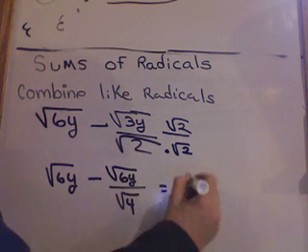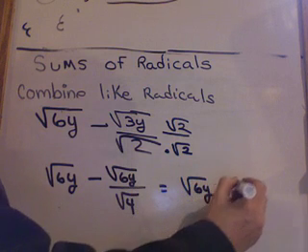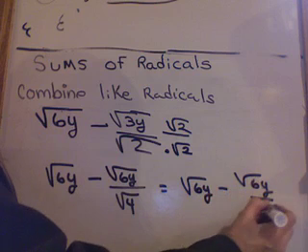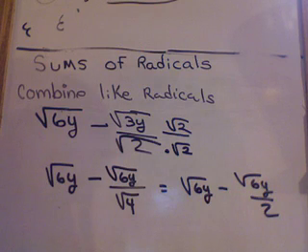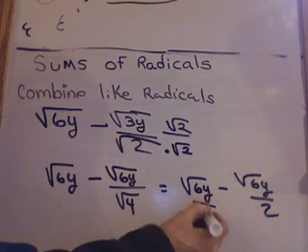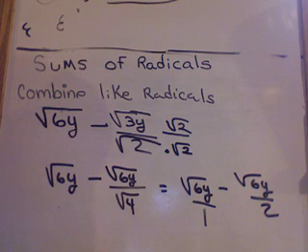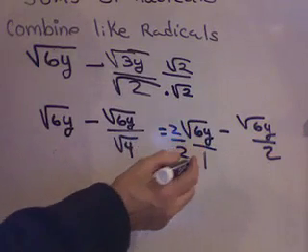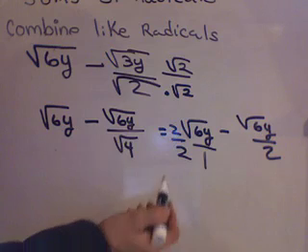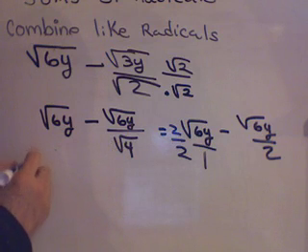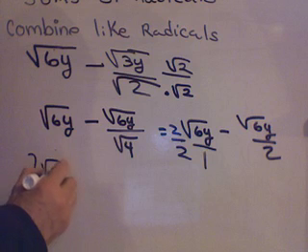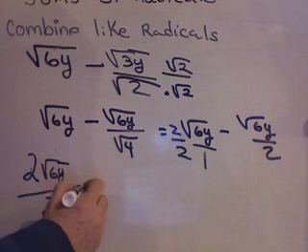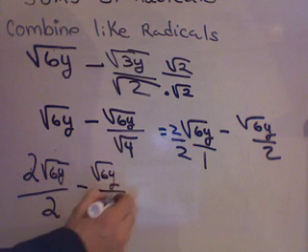How about this? Let's go root 6y minus root 6y over 2. You with me so far? Can I make this a fraction? Sure. Put a 1 under it. I wish I had common denominators. You know how to do that? Sure you do. All right. We'll multiply this by 2 over 2. 2 over 2 is 1. Not changing the value, just making it look different. That gives me 2 root 6y over 2 minus root 6y over 2.